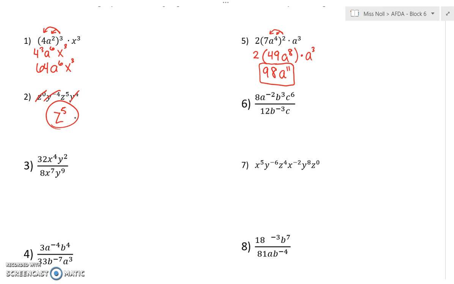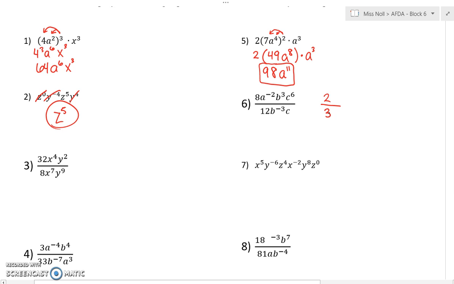Number 6, let's look at that one. So we have 8a to the negative 2nd, b cubed, c to the 6th, over 12b to the negative 3rd times c. I personally like to get rid of negative exponents as quickly as possible, and I also like to take care of my fraction as quickly as possible. So the coefficient, notice we have 8 over 12. So what we want to do is just reduce that. Both of those are divisible by 4, so this can become 2 over 3.